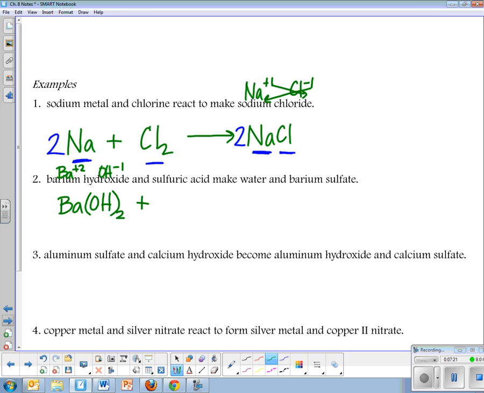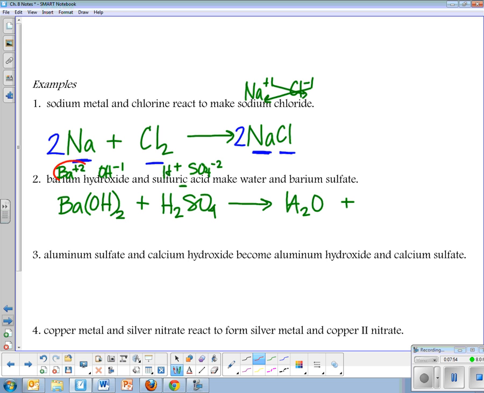Sulfuric acid. If it's an acid, it has hydrogen. Sulfuric doesn't start with hydro, so I have a polyatomic ion, it goes to 8. So it's SO4, sulfate, minus 2. So it would be H2SO4. And those two things make water and barium sulfate. So there's my yield sign. Water we know as H2O. And barium sulfate, so plus, I could rewrite my facts, but they're actually already over here.